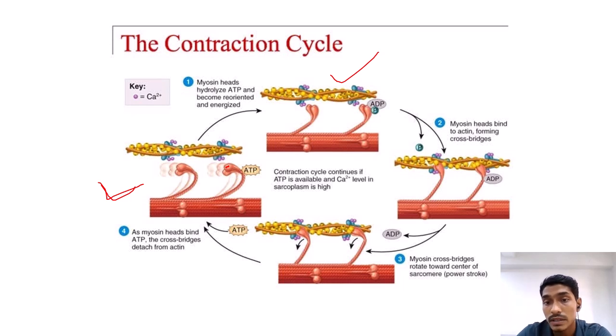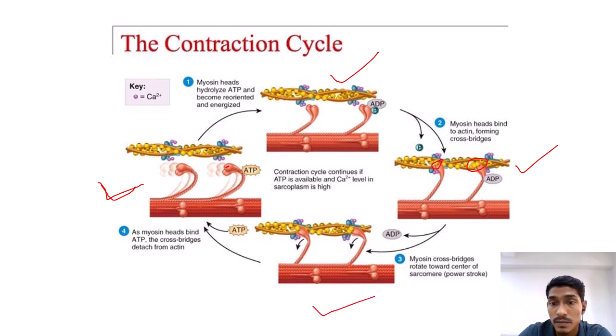Now when the myosin binding site is open, the myosin immediately attaches to the myosin binding site of the actin. You see the myosin head is attached.